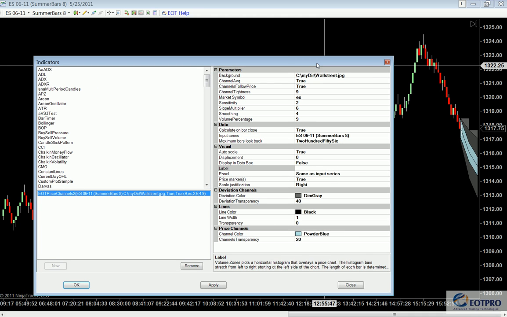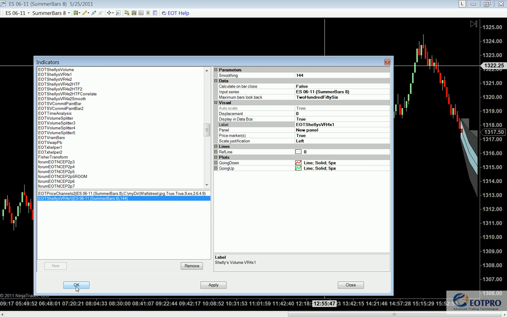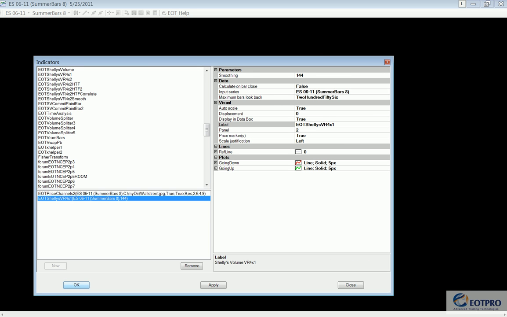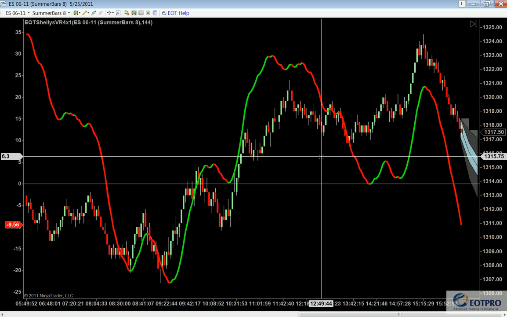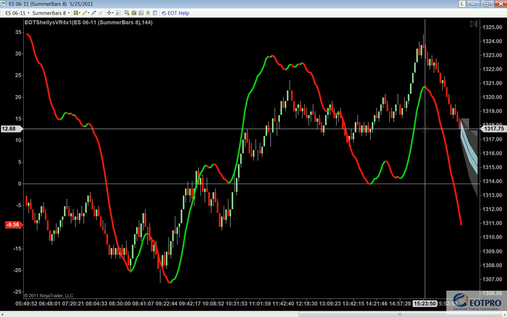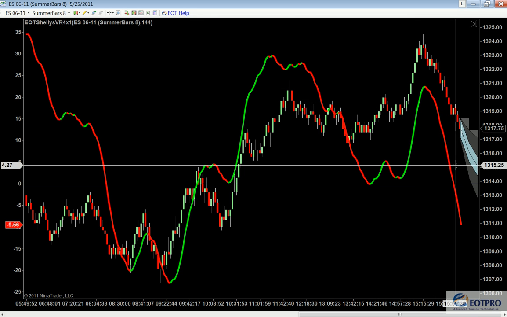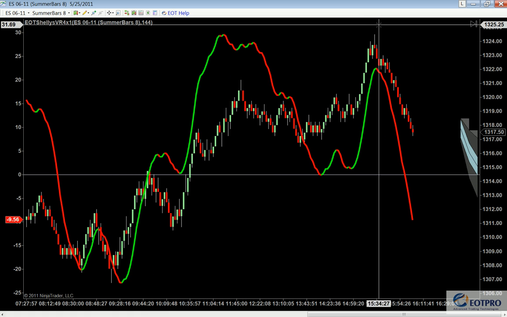You know how we're pretty crazy here at EOT Pro when it comes to volume indicators. Let's take a look at one of the volume indicators because it ties into this very nicely. EOT Pro volume splitter, Shelly's volume VR4 by 2. Here is a volume indicator that's very popular with us. You can see that the volume is pointing down here on ES. It's pretty negative. It's heading down.